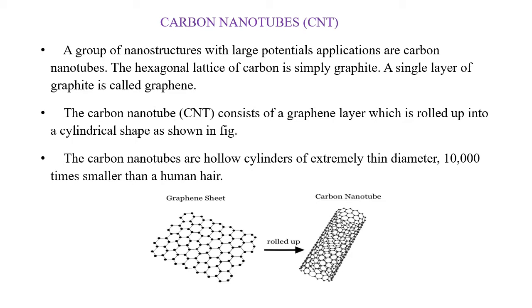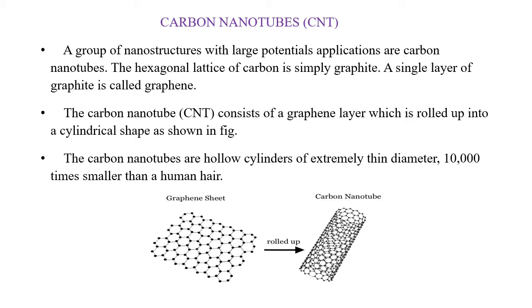Carbon nanotubes. A group of nanostructures with large potential applications are carbon nanotubes. The hexagonal lattice of carbon is simply graphite. A single layer of graphite is called graphene, as shown in the figure.